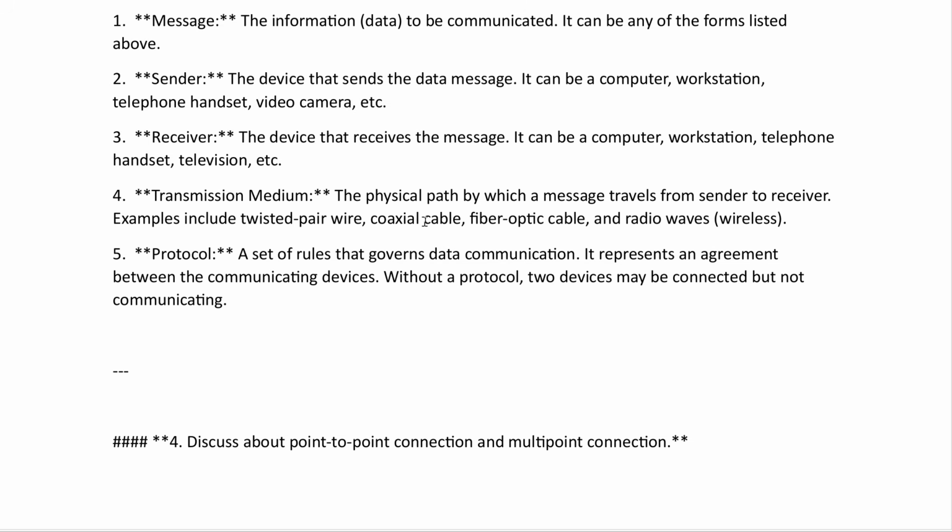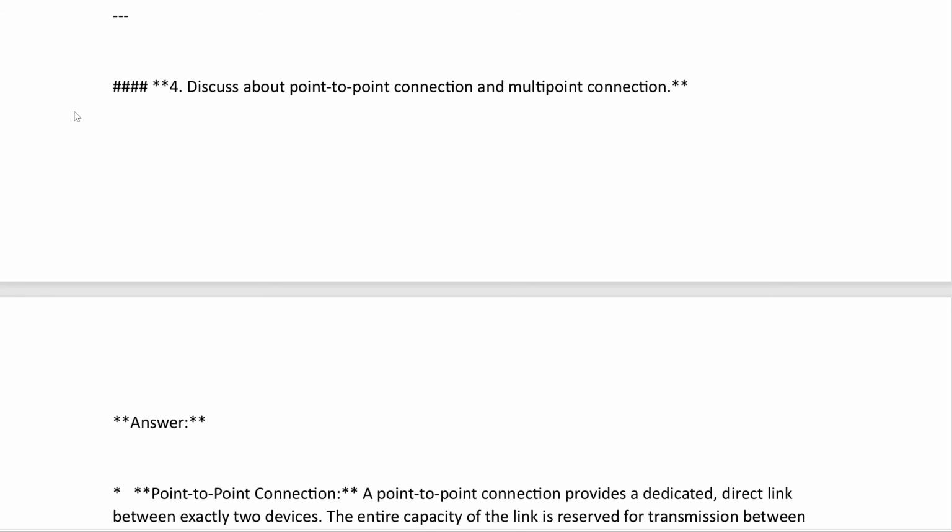It can be a computer, workstation, telephone handset, television, etc. The fourth component is the transmission medium. The transmission medium is the physical path by which a message travels from sender to receiver. Examples include twisted pair wire, coaxial cable, fiber optic cable, and radio waves or wireless media. The fifth component is the protocol. A protocol is a set of rules that governs data communication. It represents an agreement between the communicating devices. Without a protocol, two devices may be connected but not communicating.